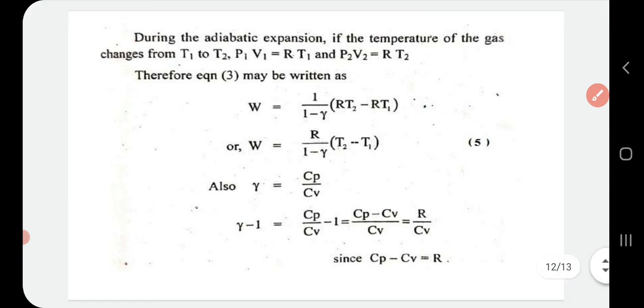Now, what is gamma? Gamma is actually the ratio of specific heat capacity at constant pressure, that is Cp, divided by specific heat capacity at constant volume Cv. So gamma is Cp by Cv. So what is gamma minus 1? Cp by Cv minus 1. It is nothing but Cp minus Cv by Cv. But Cp minus Cv is R. That derivation we have studied in the last class, that is the universal gas constant. Cp by Cv is gamma, whereas Cp minus Cv is R. So it is R by Cv.